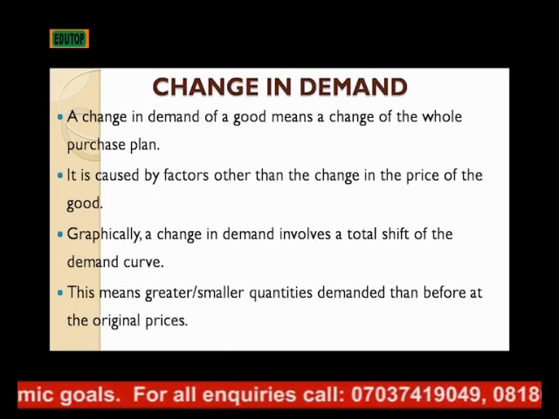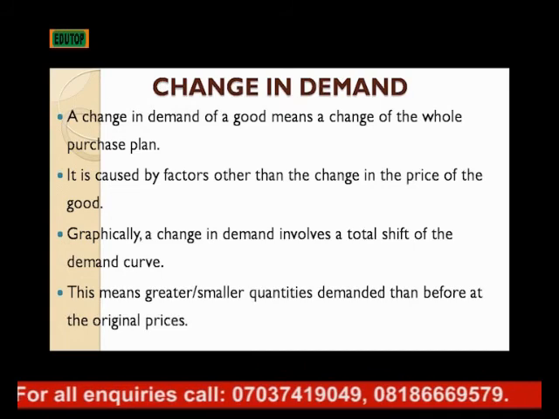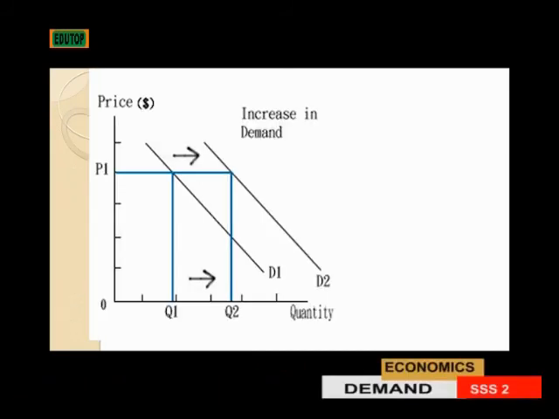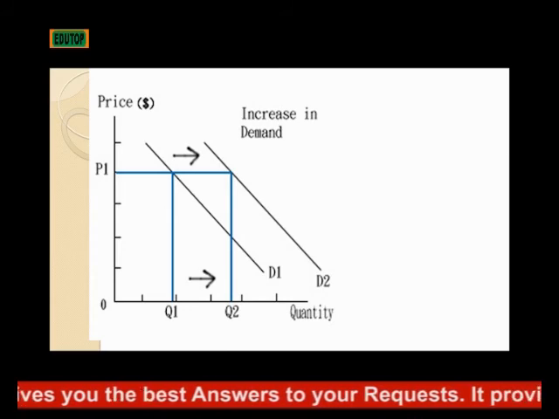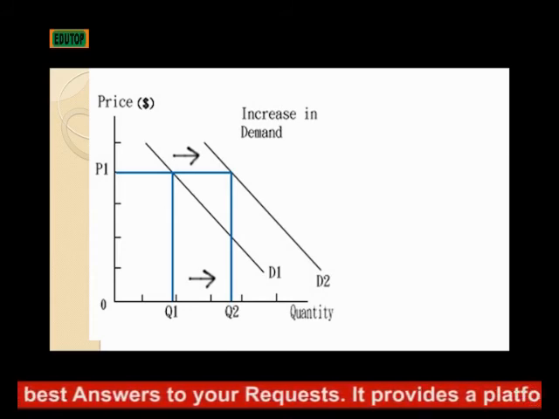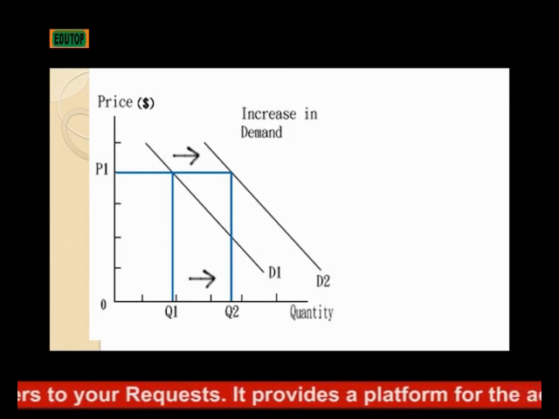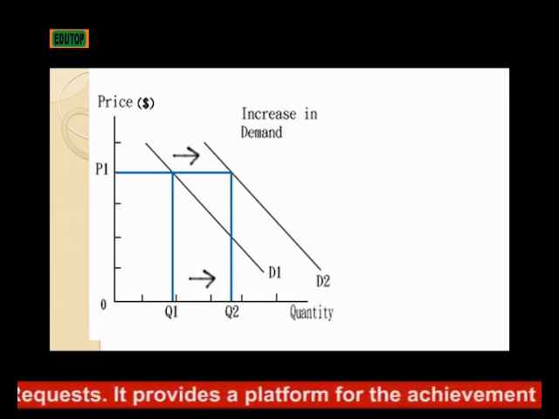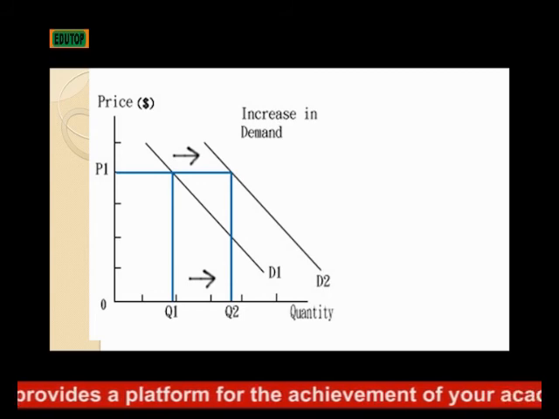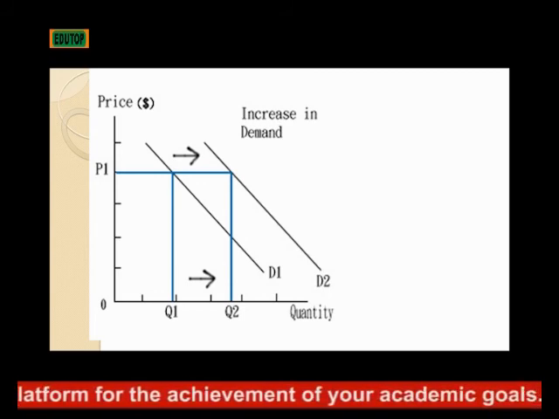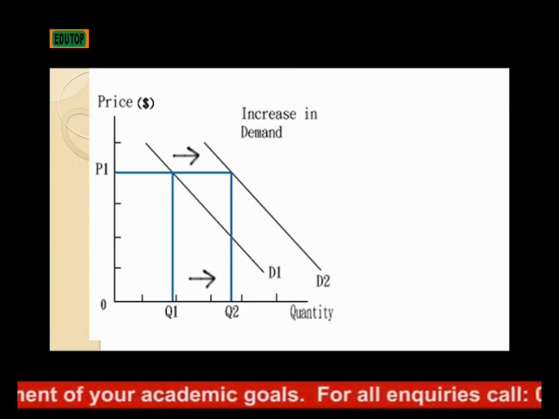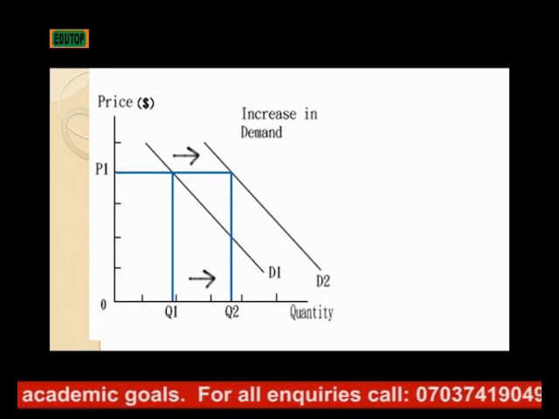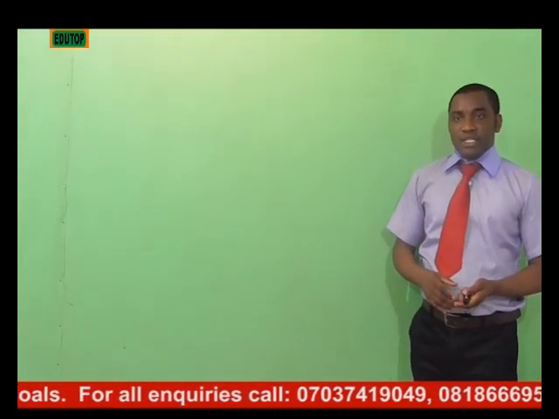This means it can be an increase in demand or a decrease in demand. And that means it will shift from the original demand curve either to the right or to the left. To the right is an indication of an increase in demand, and to the left is an indication of a decrease in demand. For example, the graph above is an example of an increase in demand. You discover D1 is the original demand curve, and when the change happens, it increases to D2, which is a shift upward or rightward, which shows an increase in demand.